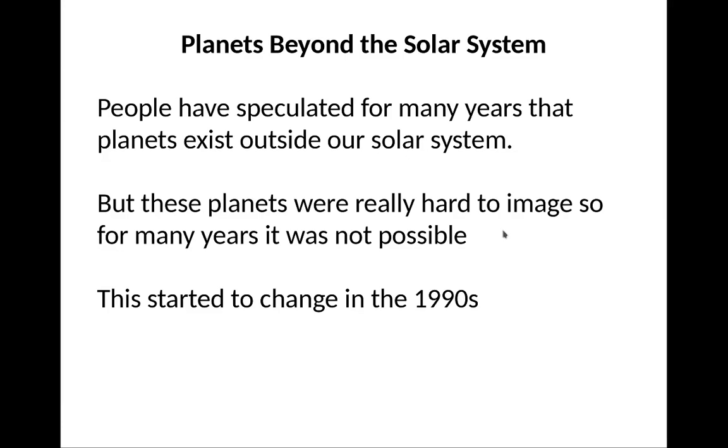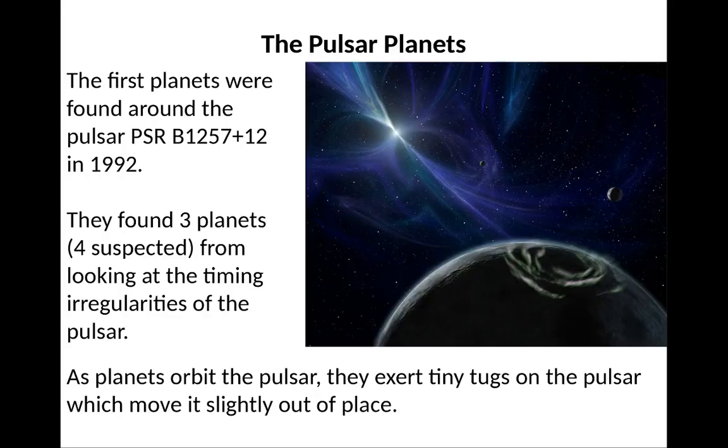This is actually old news now, but when I was growing up, this was something people speculated about. People have speculated for many years that planets exist beyond the solar system, but planets are really hard to image, so for many years it was thought not to be possible. This started to change in the 1990s. The first planets that were found were the pulsar planets, found around pulsar PSR B1257+12 in 1992.